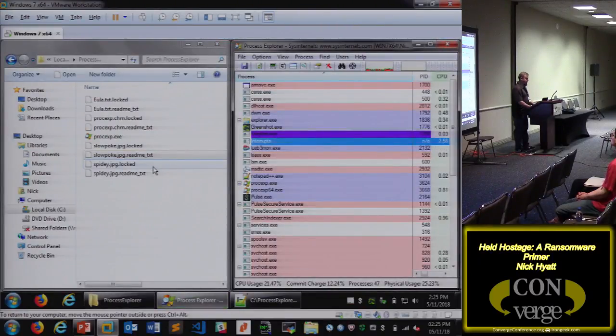And then, as we see, it's no longer sitting in memory. So if you're not monitoring memory, if you're not doing process detection on endpoints, you're probably going to miss that spawn.